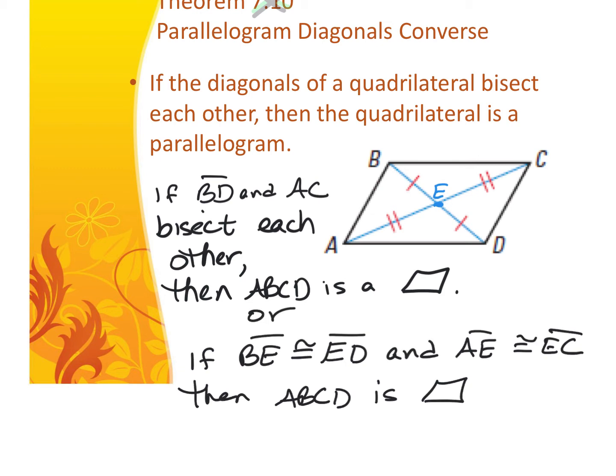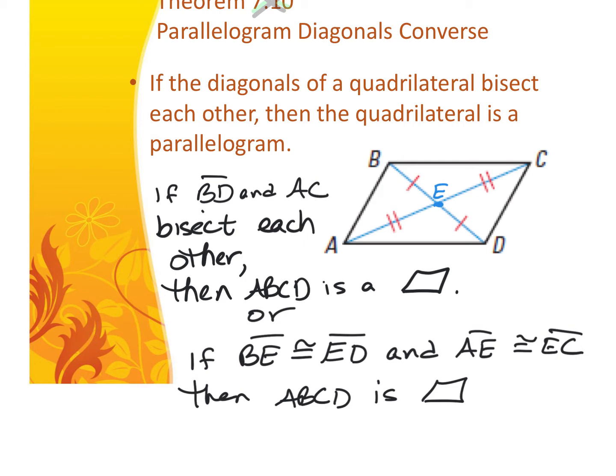So two different ways that we could make a statement about what we see in that picture. But if you're not given a picture, the converse just says if the diagonals bisect each other, then the quadrilateral is a parallelogram. This is our fourth way of proving that a quadrilateral is a parallelogram. So we have 5 ways. So we have these converse, the 3 converses. We have the new theorem that's parallel and congruent. And we also have the definition that we learned.